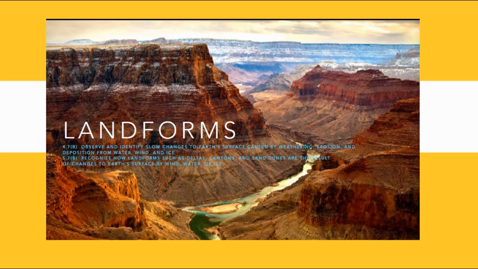This week we're talking about landforms. That is TEK 5.7b, your 5th grade TEK. Recognize how landforms such as deltas, canyons, and sand dunes are the result of changes to the Earth's surface by wind, water, or ice. And then we have some supporting TEKs.